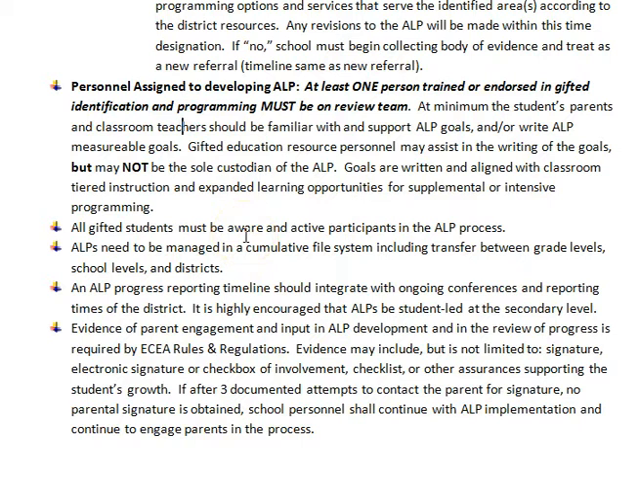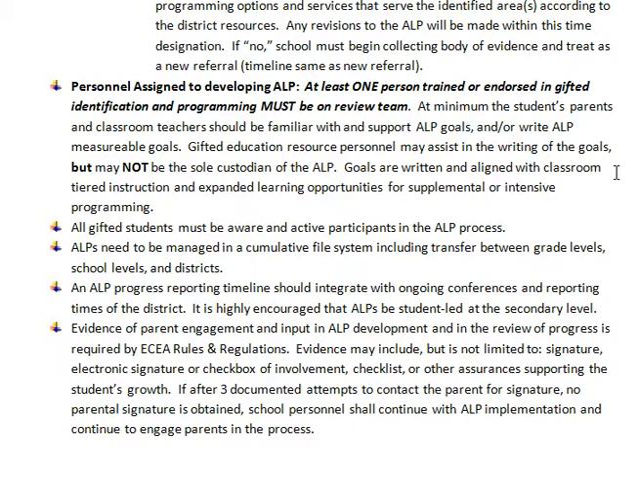should be familiar with and supporting ALP goals and/or write ALP measurable goals. Gifted education resource personnel may assist in the writing of goals, but this is key, may not be the sole custodian of the ALP. So what that means is the gifted education representative in your school is not the only person who writes this and is the only person who follows up on it.